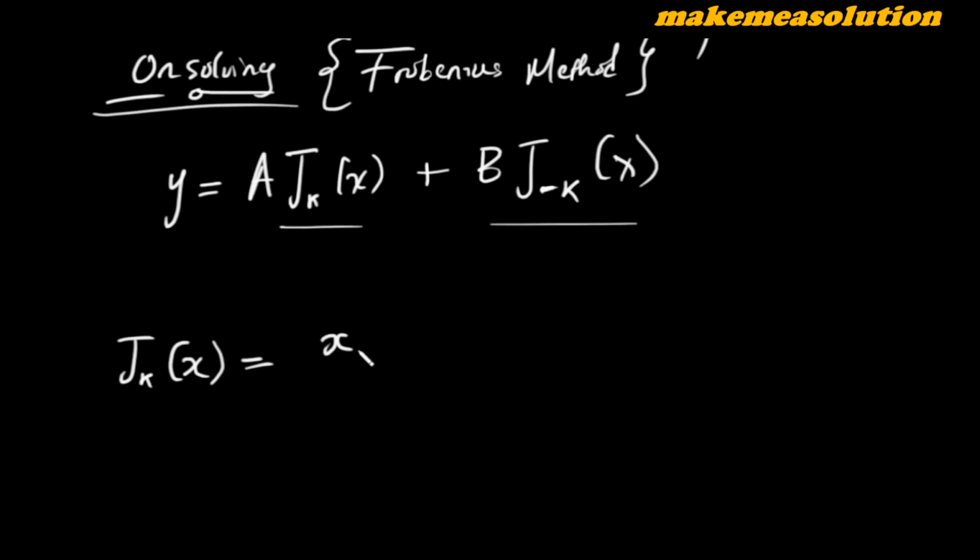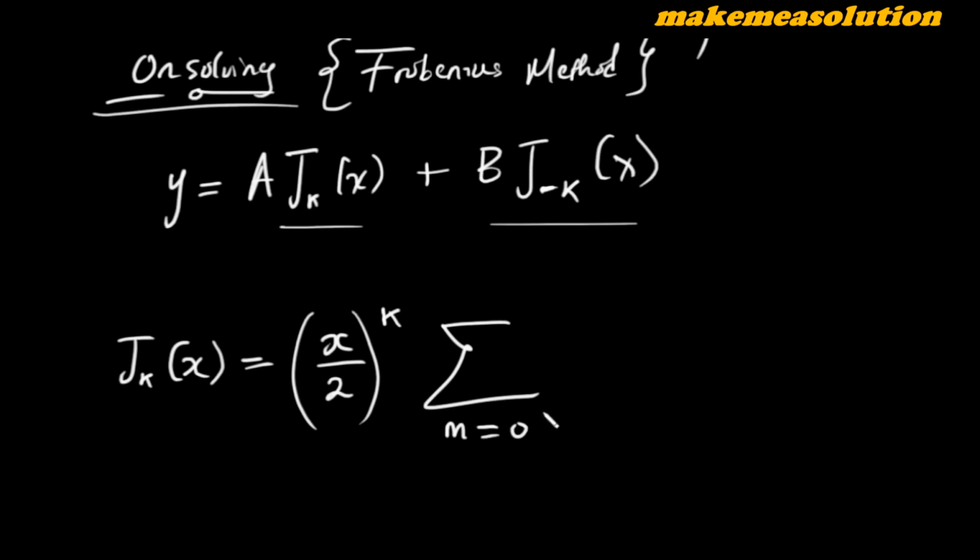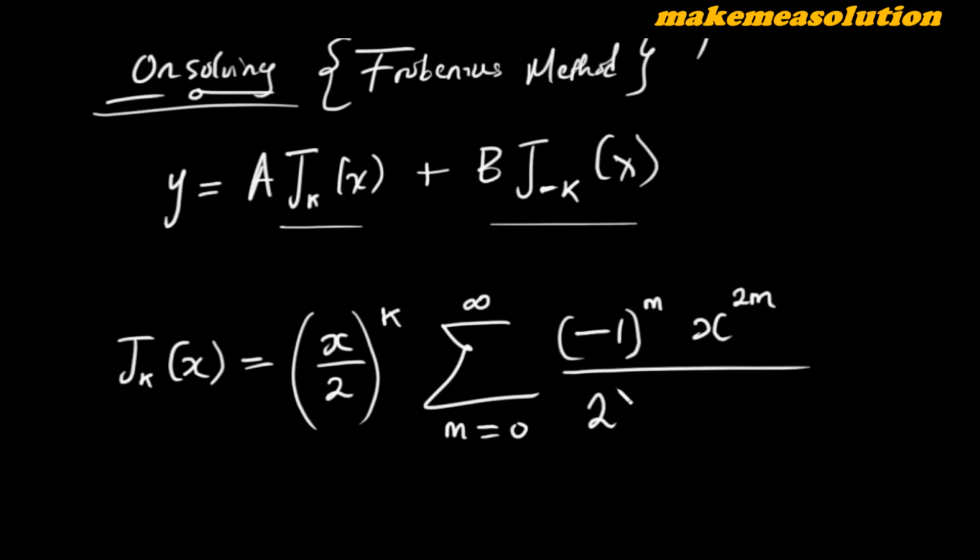We're going to get (x/2) raised to the power of k, then we have the summation, m equal to 0 to infinity, (-1) raised to the power of m, x raised to the power of 2m, all over 2 to the 2m, m factorial, then gamma of (m plus k plus 1).